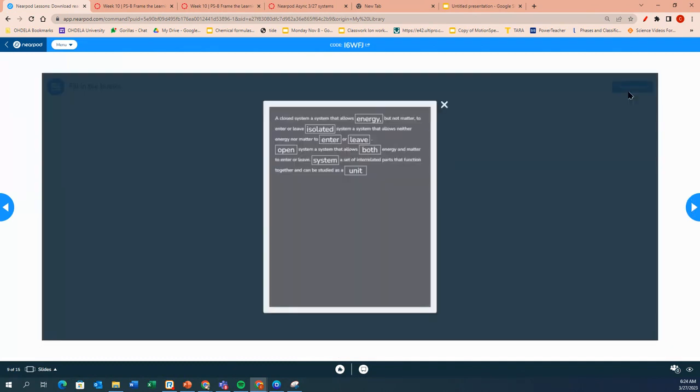All right, so let's take a look at the fill in the blanks here. A closed system is a system that allows energy, but not matter, to enter or leave. An isolated system is a system that allows neither energy nor matter to enter or leave. An open system is a system that allows both energy and matter to enter or leave. And a system is a set of interrelated parts that function together and can be studied as a unit.